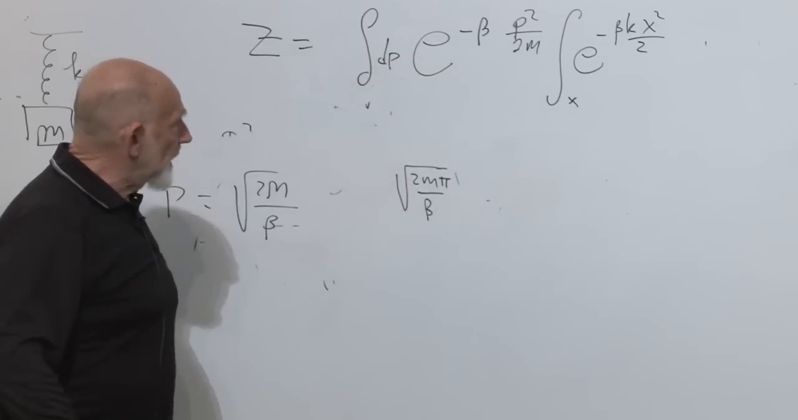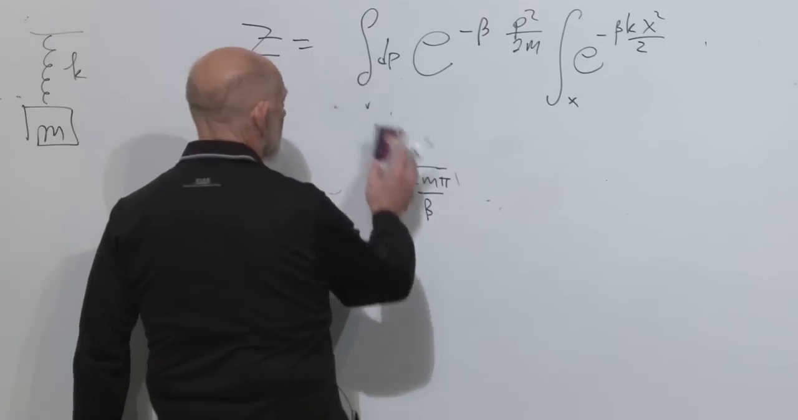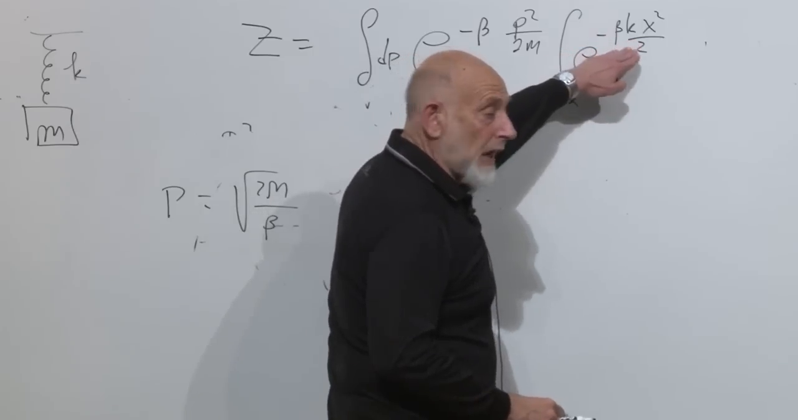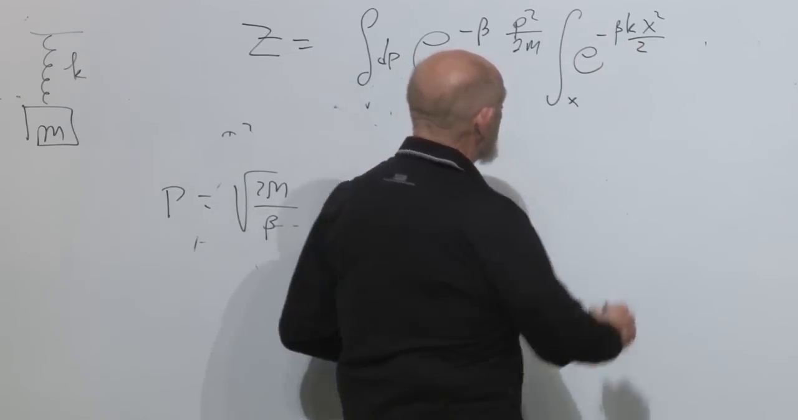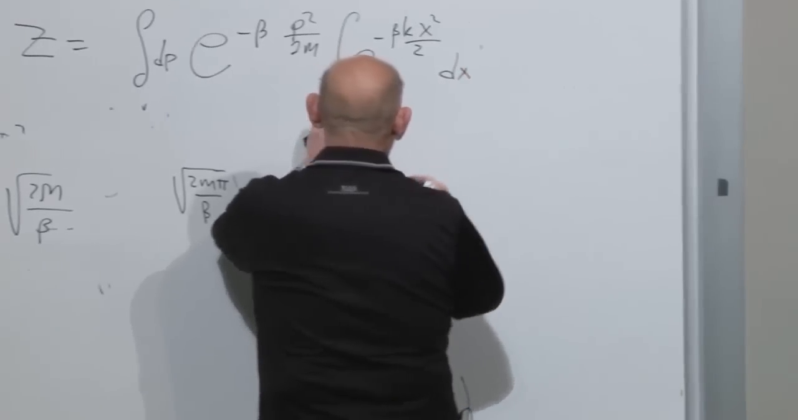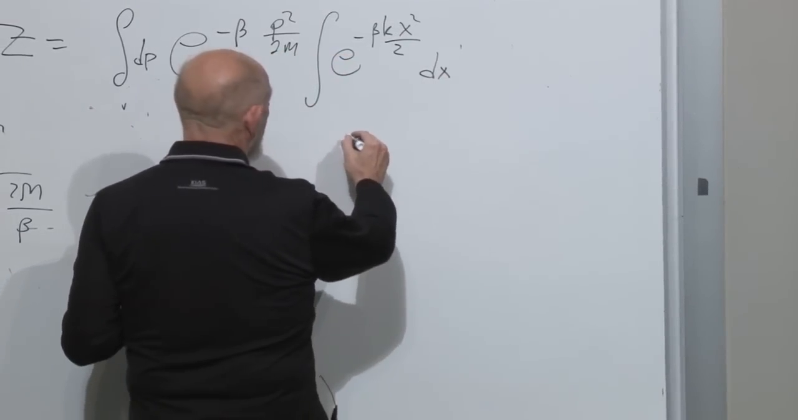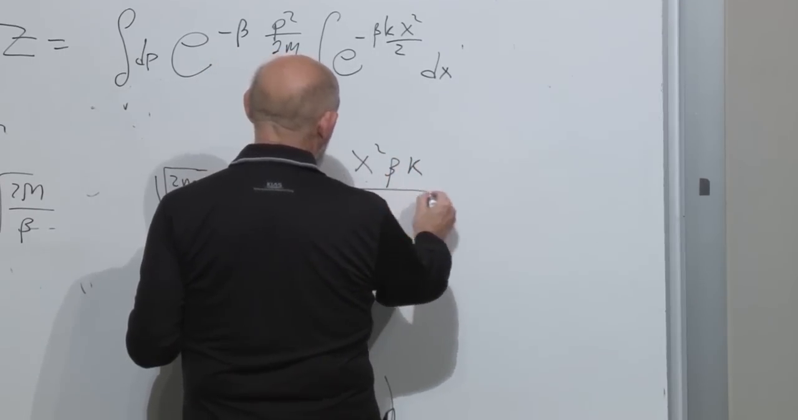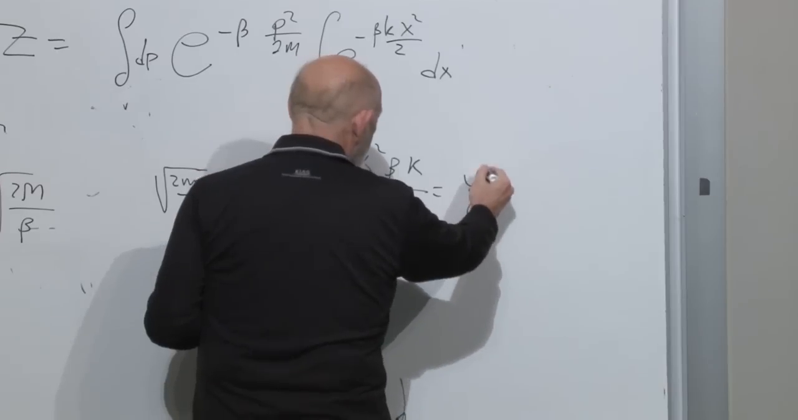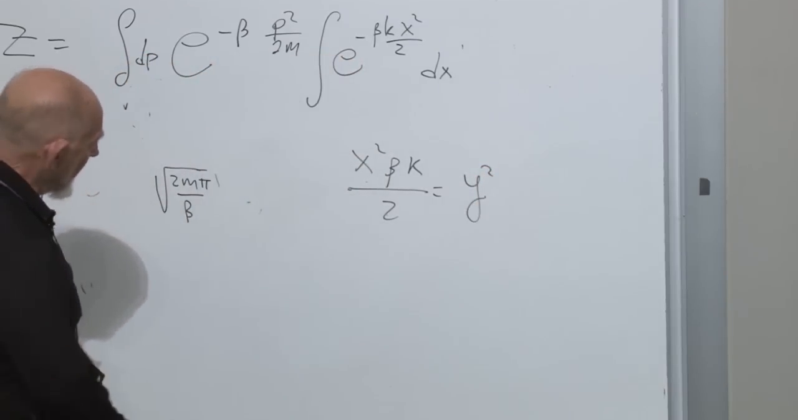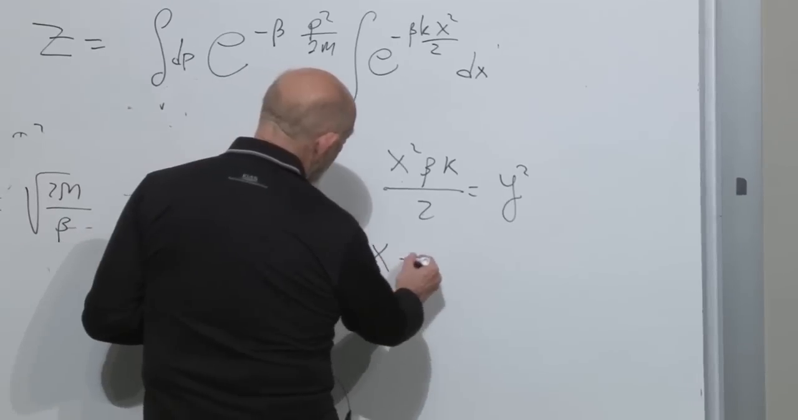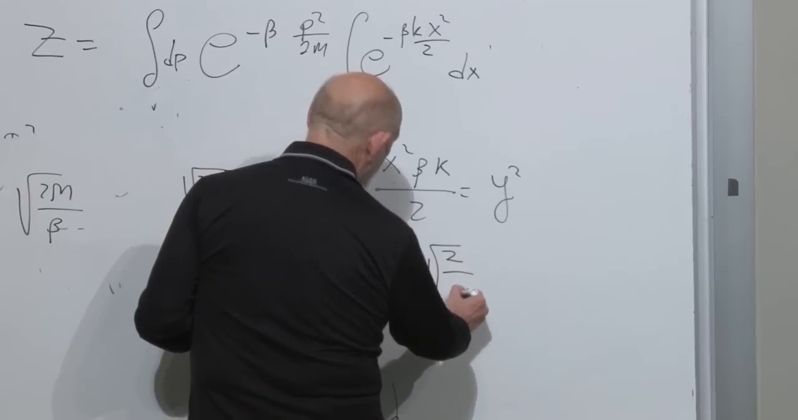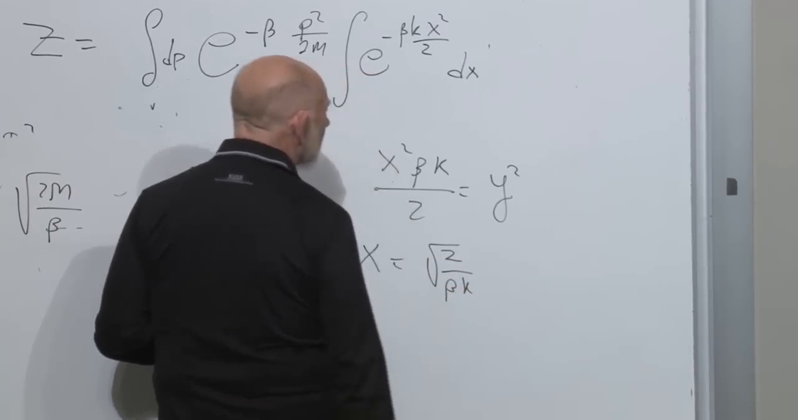The new integration that occurs, so this integral has been replaced by this. What about this one over here? We play exactly the same game. This is dx. Change of variables. X squared beta spring constant over 2, we will call y squared. That means that x is equal to square root of 2 over beta kappa times y.